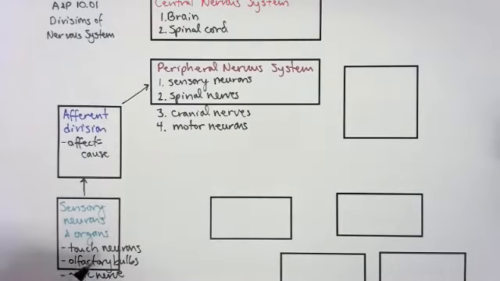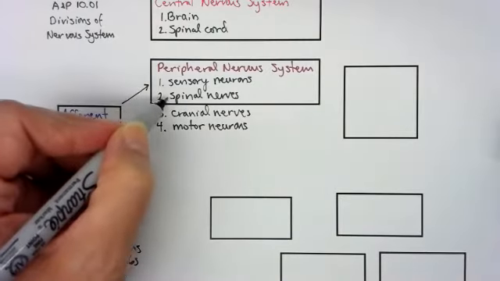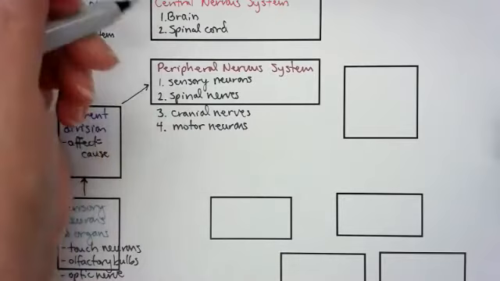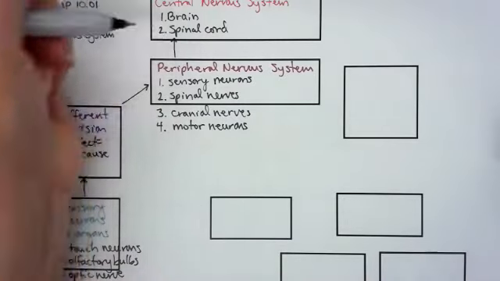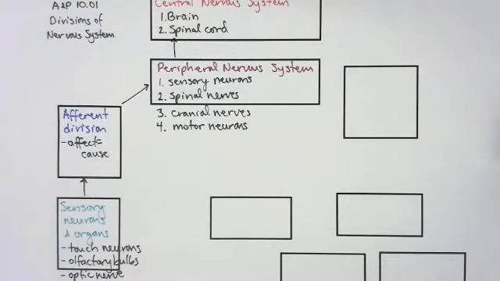So we have an incoming signal, and it goes in through your sensory neurons into the spinal nerves, and then it goes up the spinal cord to the brain, and your brain interprets what's going on. And then your brain says, well, it's not a problem. You can keep doing what you're doing. Or maybe your brain says that it's appropriate. You've got to do something.